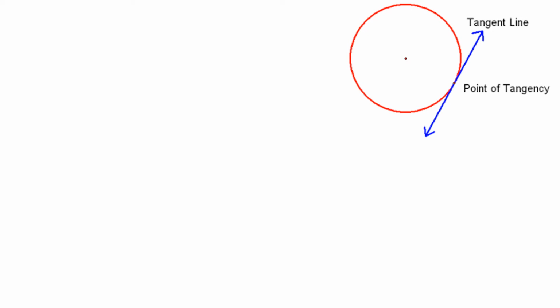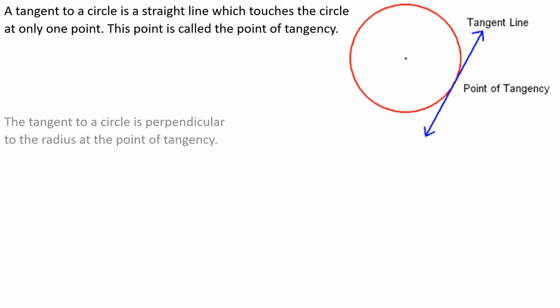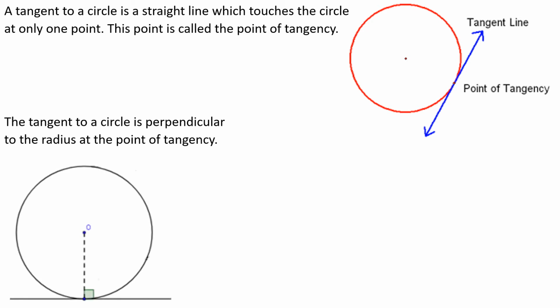Now, for a tangent: a tangent line is a straight line that touches the circle at exactly one point. It's called the point of tangency. A neat thing about this is if the line is tangent to the circle, it'll be perpendicular to the radius at the point of tangency. Right? So the radius and the tangent line form a right angle.